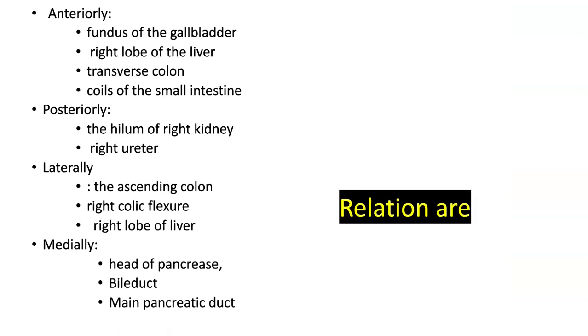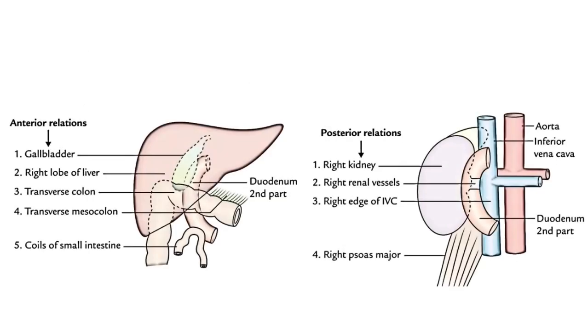For relations, anteriorly, the second part of the duodenum has the fundus of the gallbladder, right lobe of the liver, transverse colon, and coils of the small intestine. Posteriorly, it has the hilum of the right kidney and the right ureter, and laterally, it has the ascending colon, the right colic flexure, and the right lobe of the liver. Medially, it has the head of the pancreas, the bile duct, and the main pancreatic duct. As you can see here, this is the anterior relation, containing the gallbladder, right lobe of the liver, the transverse colon, the transverse mesocolon, and coils of the small intestine, while posteriorly it has the kidney, the right renal vessels, the right edge of the inferior vena cava, and the psoas muscle.